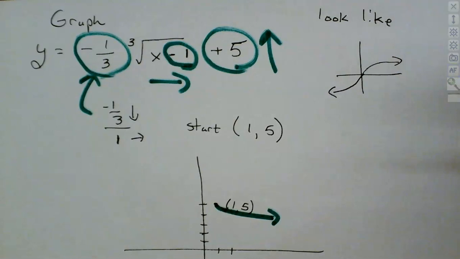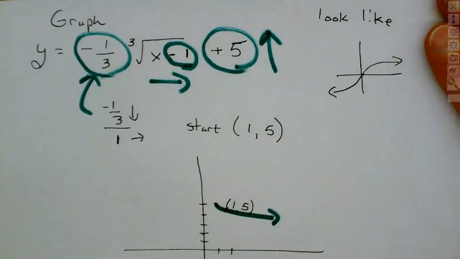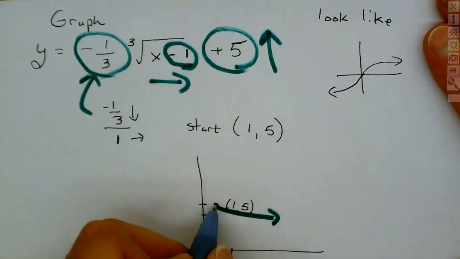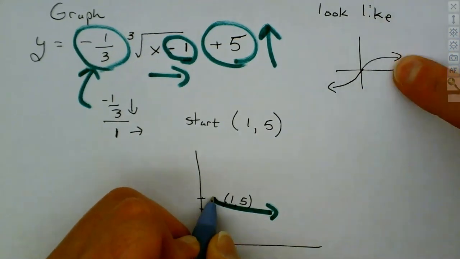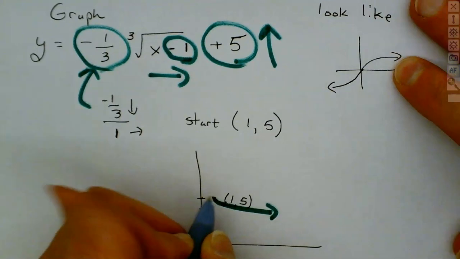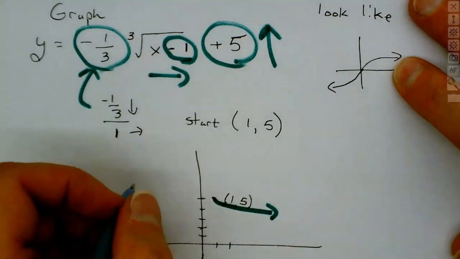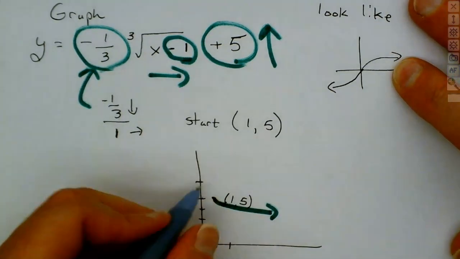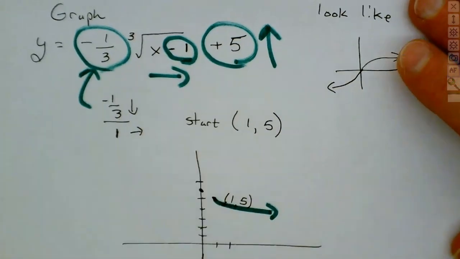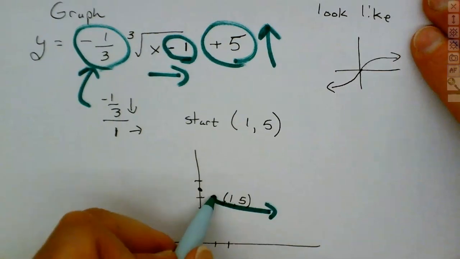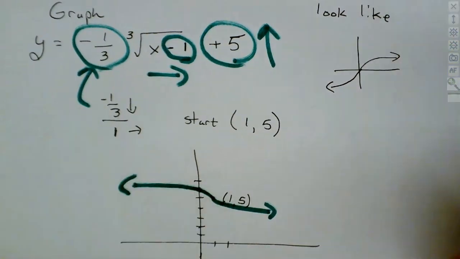There's that piece. Now, how do we get the other side? We know it needs to look like this. Ours is going to look like this, though, right? Because ours is negative. We go back to our starting point, which is right here. It needs to look like this. So, instead of going down 1/3, we do what? We go up about 1/3 and over about 1. And we can connect them together. And there is my new graph.